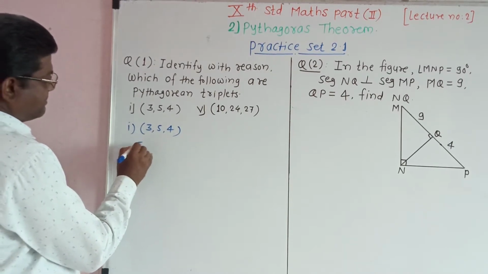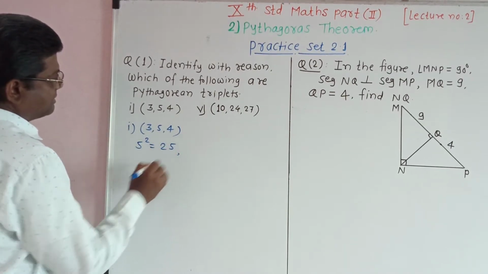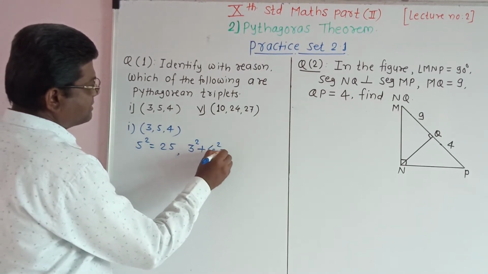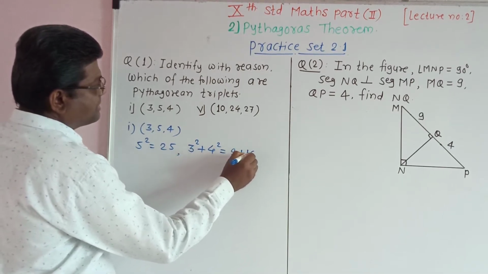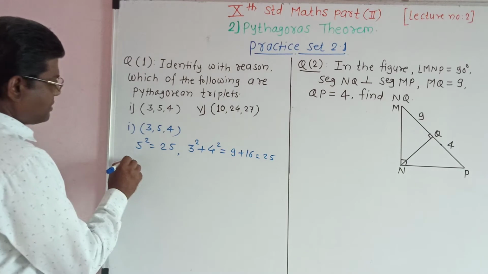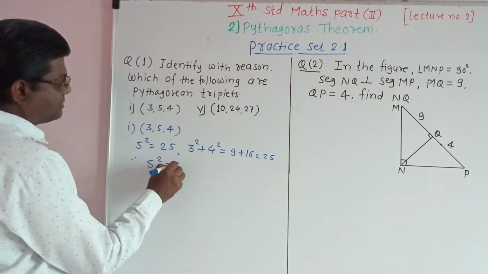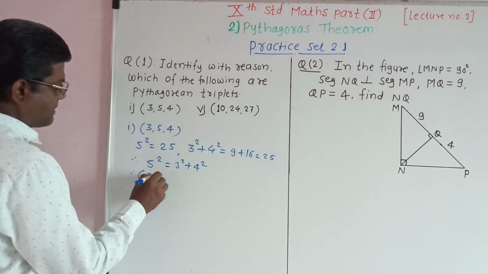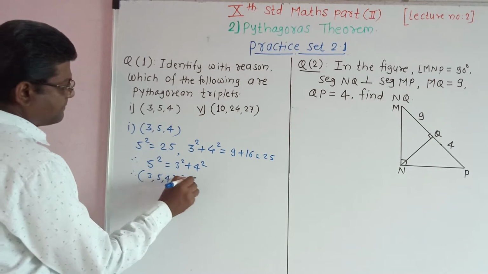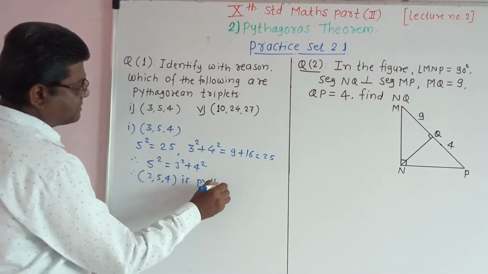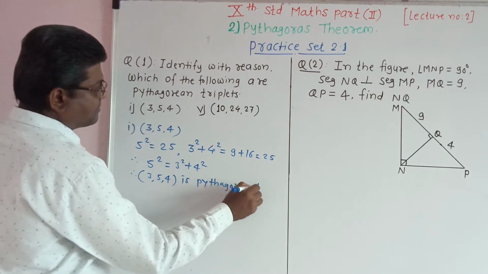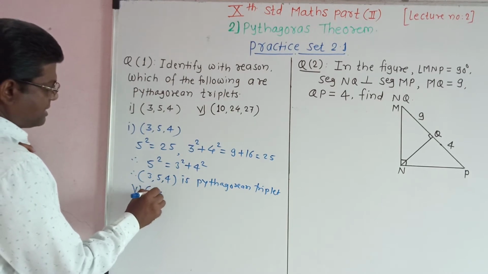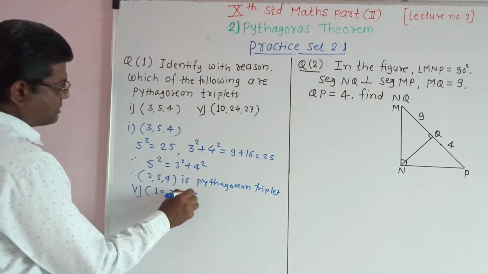Now the largest number is 5. 5 square is equal to 25 and the other numbers are 3 and 4. So 3 square plus 4 square is equal to 9 plus 16, which is equal to 25. From this it is clear that 5 square is equal to 3 square plus 4 square. Therefore 3, 5, 4 is a Pythagorean triplet.